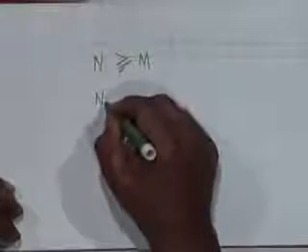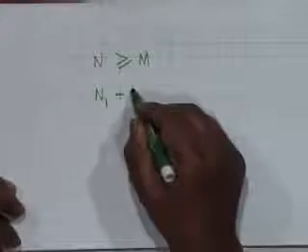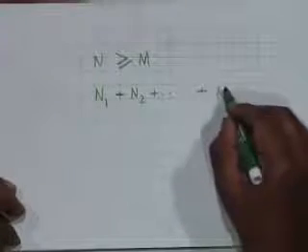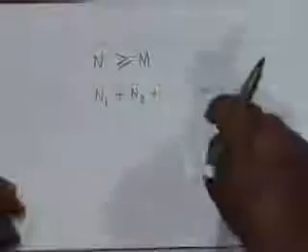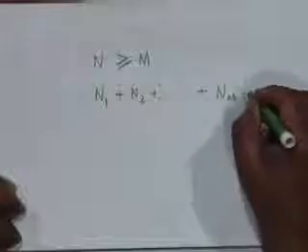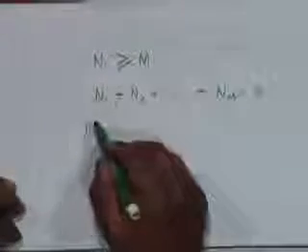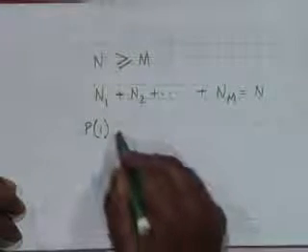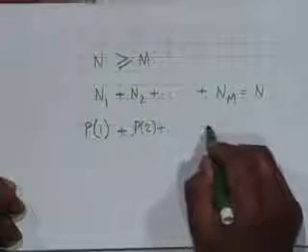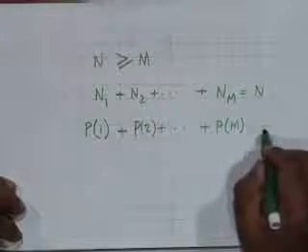Suppose the outcome 1 occurs N1 times, outcome 2 occurs N2 times, and so on, and you add all of them. The mth outcome occurs Nm times, then obviously the sum of them must be equal to N. If you now divide by N both sides, what you get is probability of the first outcome, probability of the second outcome, and so on, plus probability of the mth outcome. Obviously this must be equal to 1. So all the probabilities, if it is a complete experiment. What is a complete experiment? An experiment which gives a chance to all events appearing.